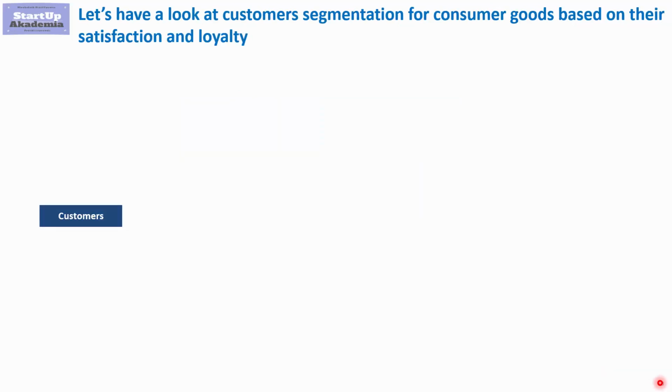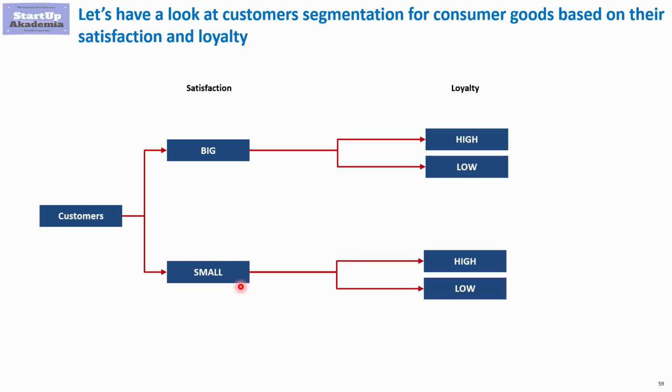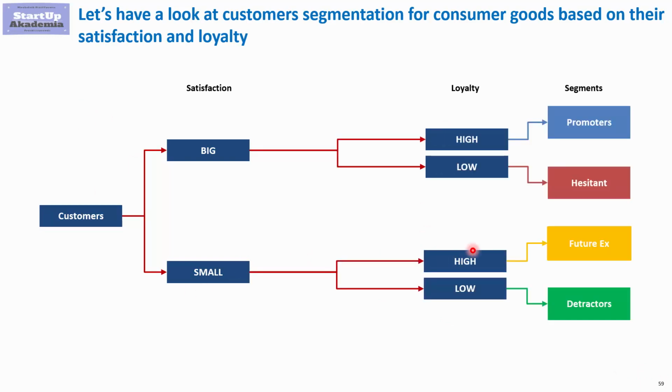Another way to segment is, for example, for a consumer goods producer, who looks at the satisfaction of the customer with the product. So it might be big or small, and then the loyalty might be high and low. And thanks to that, we are able to identify 4 segments. So the first one are promoters. So people who are very satisfied with the product and loyal. So most likely they will promote our products.